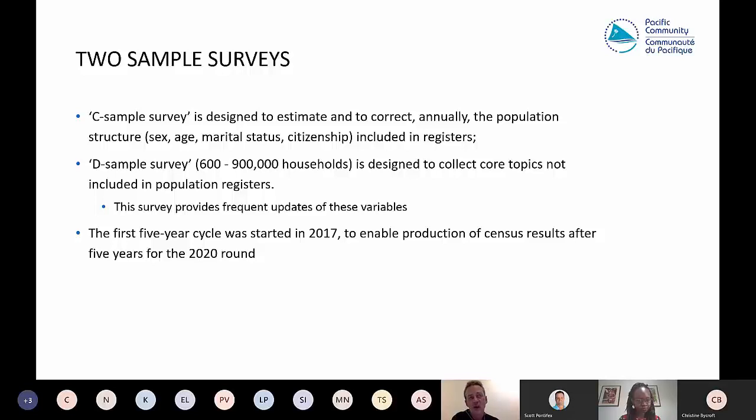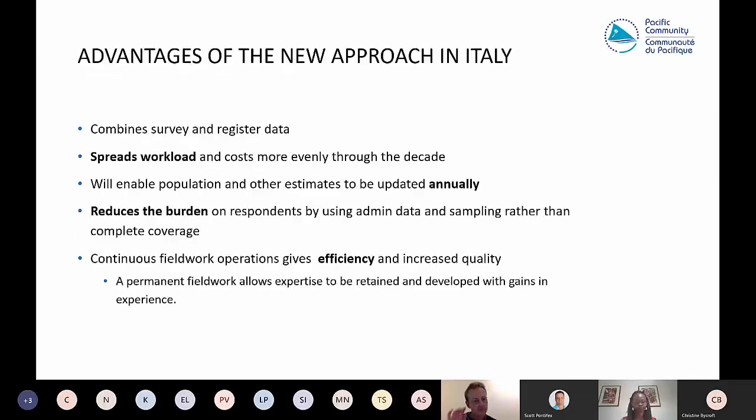And this is an annual ongoing survey, so it enables this information and these outputs to be updated annually. And these surveys are run over a 5-year period covering the whole country, so 20% of the country each year. And they started in 2017 so that they could produce the first set of census results for the 2020 round.